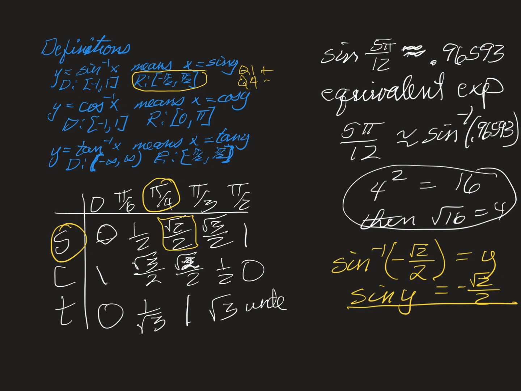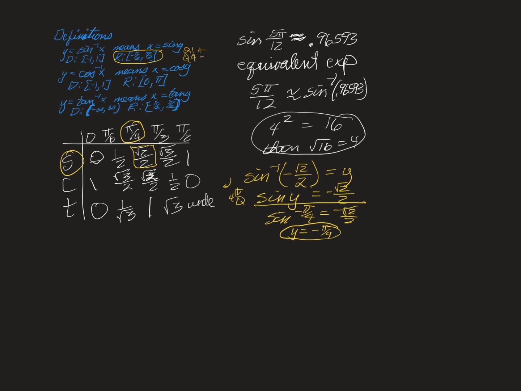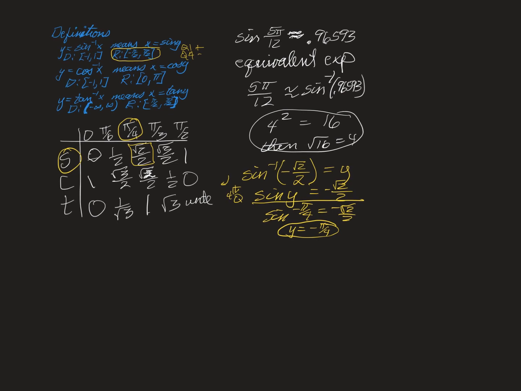So what angle do I want from the fourth quadrant? Going clockwise, which means it's a negative angle. Well, the sine of negative pi over 4 will give me negative square root of 2 over 2. So the answer here is y equals negative pi over 4. And that's how we're doing these problems. So we're going to keep doing that. I'm going to shrink this a little, and we're going to do a few more problems.